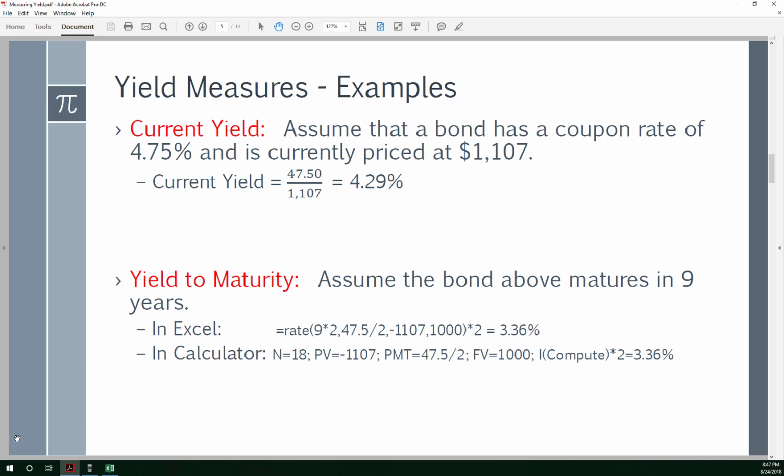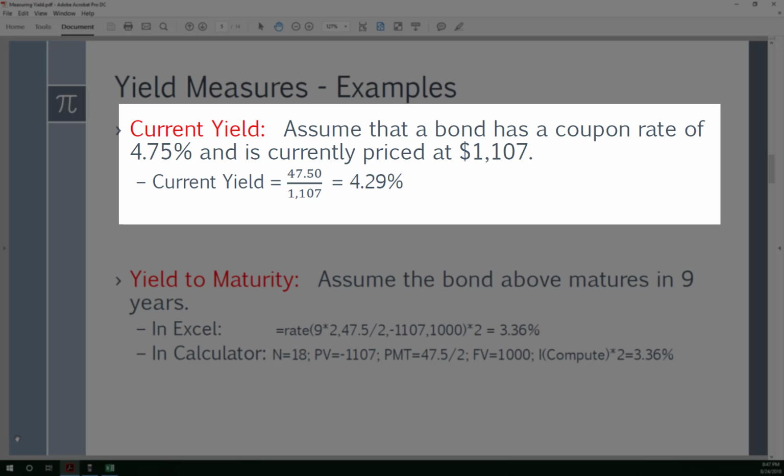Let's keep moving here and look at an example of each. A current yield: we've got a bond with a coupon rate of 4.75%. It's currently priced at $1,107. Very simple and straightforward calculation. $47.50, divide that by the price, $1,107, we get 4.29%. That would be the current yield.